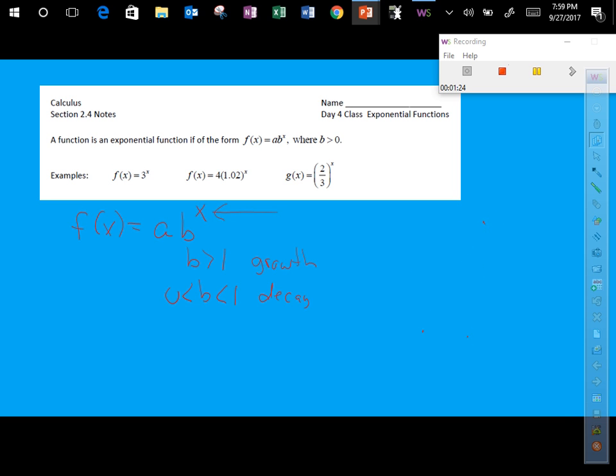On this slide, I just put a couple of examples for you. 3 to the x would be an example of growth because my b value is 3. My a value would be 1 since there's no number out front. On this one, it would also be an example of growth. 1.02 would be an example of growth. In this case, my a value would be 4. My b value would be 1.02. This would be an example of exponential decay because my b value is between 0 and 1.